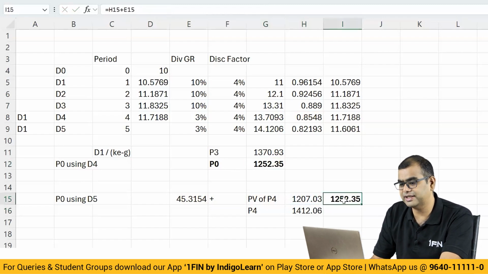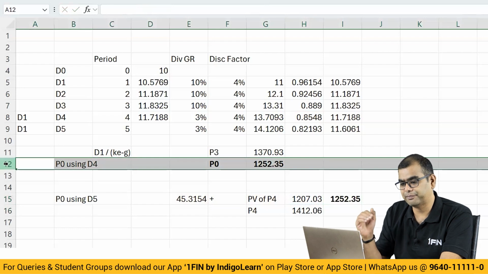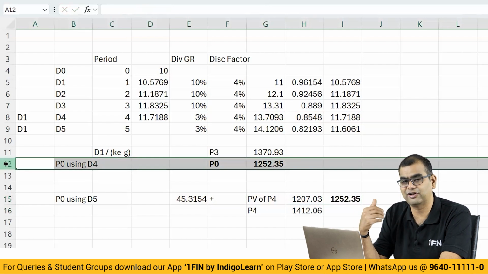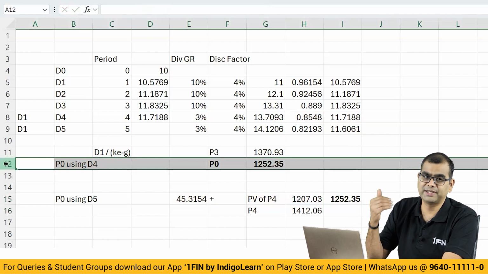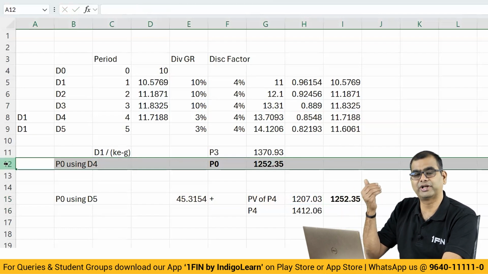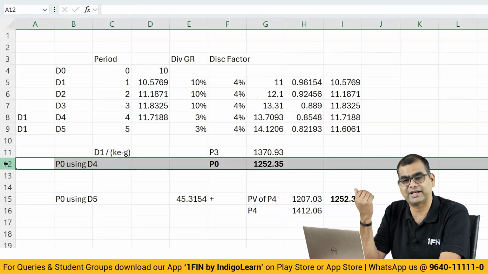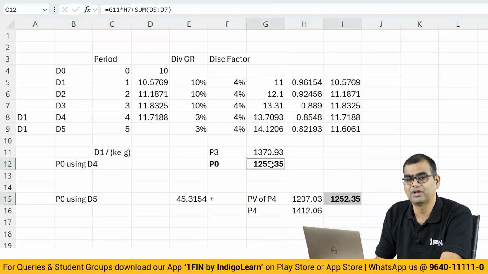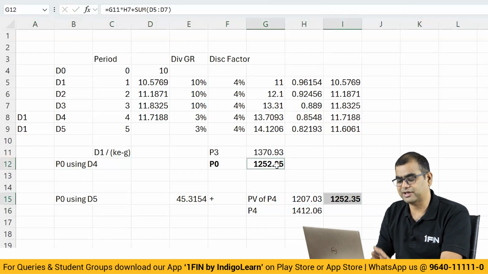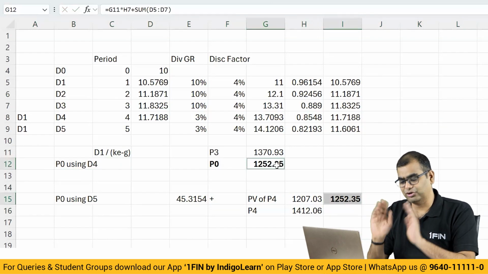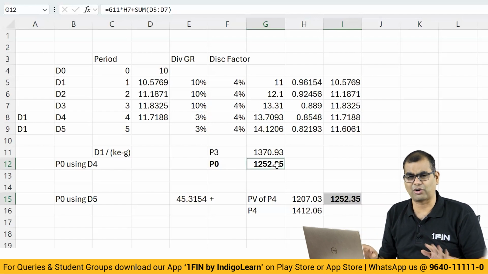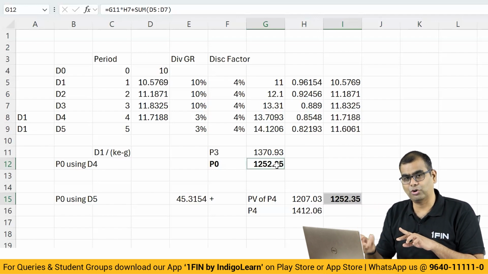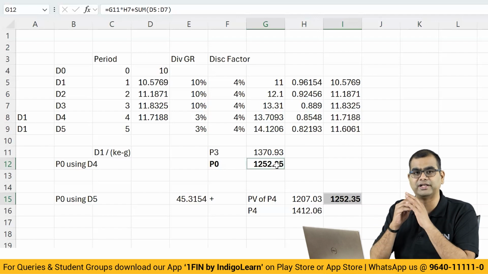So whether you take P0 using D4 and compute the price at the end of year 3, or you take P0 using D5, that is, computing dividends till the 4th year and taking the price at the end of the 4th year, you are going to get the same answer of 1252.35. Okay, so please don't get confused about whether you should do it till this year or that year. Whatever you do, you will get the same answer. There may be some minor differences when you are rounding off, otherwise you will get the same answer. This is a multi-stage model, and I have explained both multi-stage and constant growth in the same example.